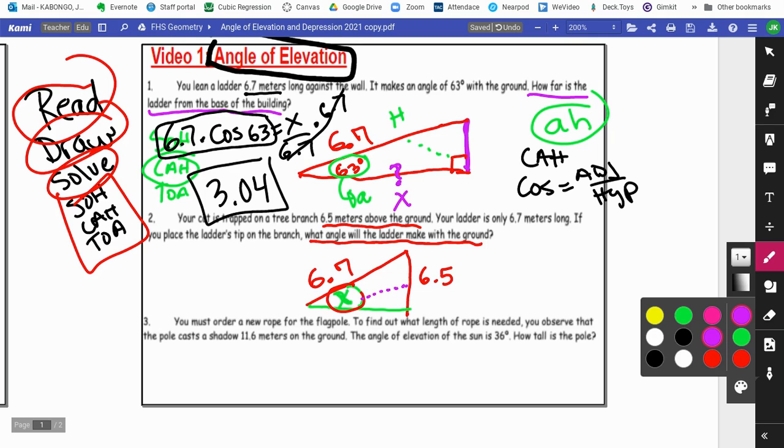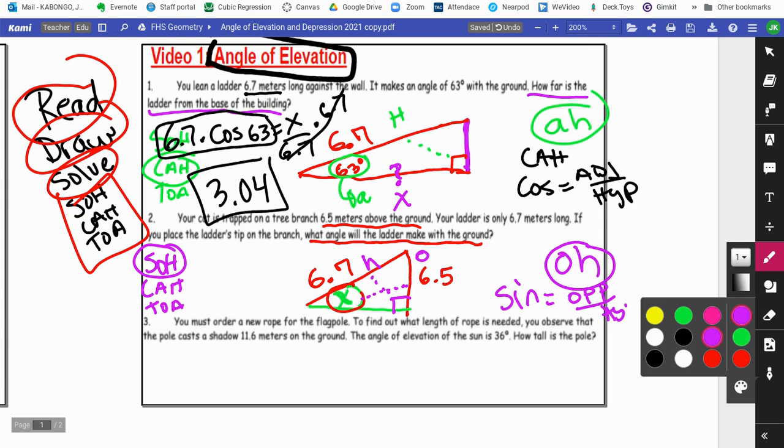Now what? Across from the angle, you have your O. So I'm dealing with O. Of course, across from your right angle, you have your H. So if I'm dealing with SOH CAH TOA, I have OH that I'm working with. So that has to be sine. So that just means sine equals opposite over hypotenuse.